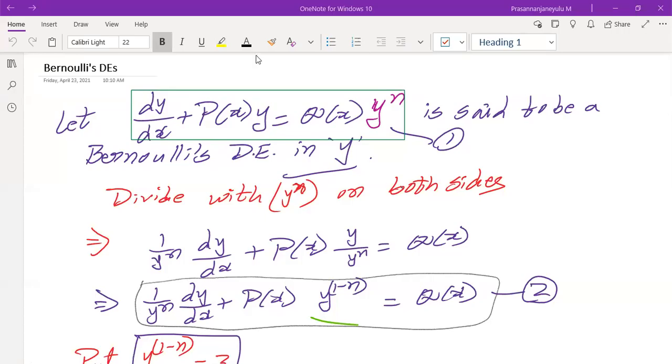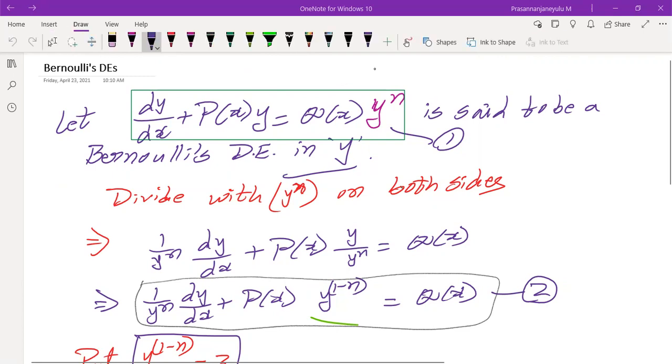Now I'm going to explain how to find the solutions of Bernoulli's differential equation. dy by dx plus p of x into y is equal to q of x is the general form of the linear differential equation in terms of the y variable. But here, whenever the right hand side is multiplied by y power n, it is said to be a Bernoulli's differential equation in terms of the y variable.